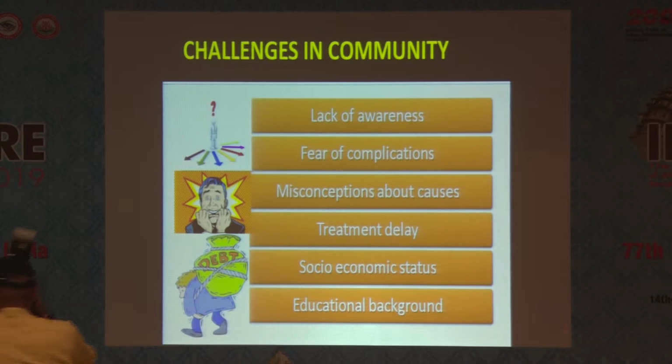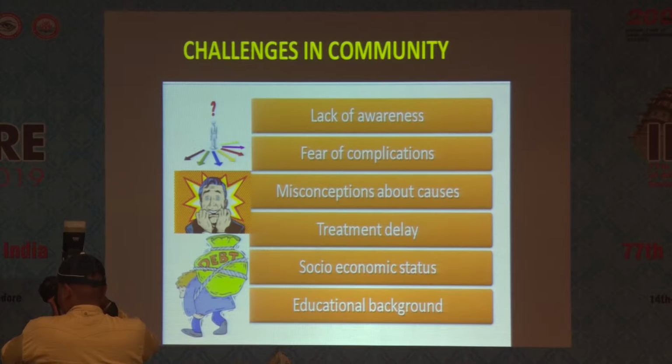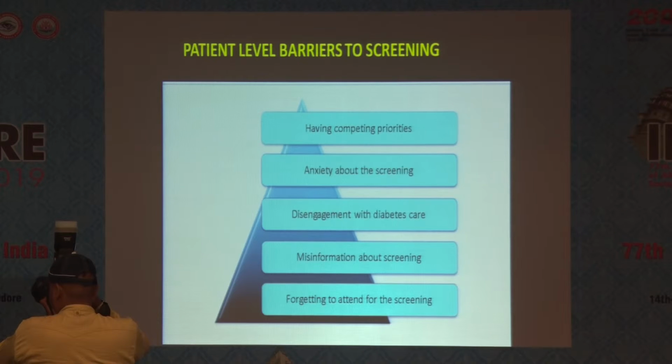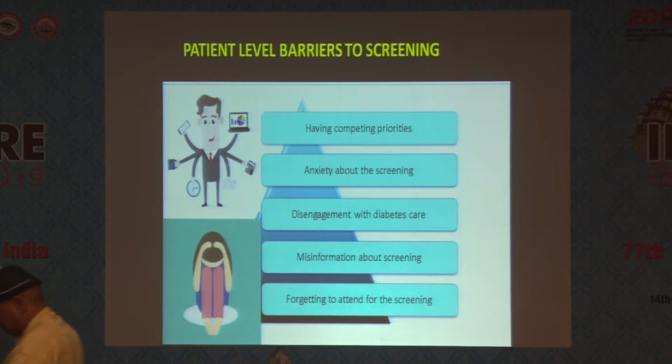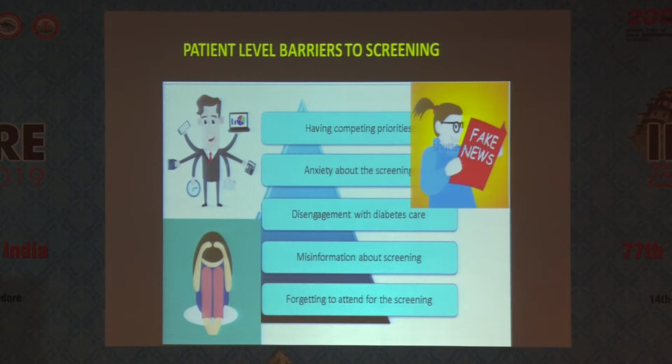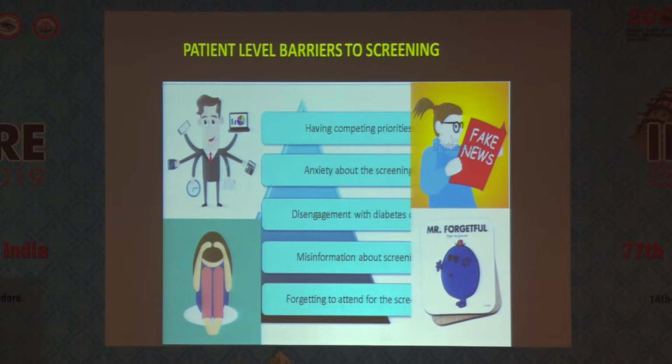Socio-economic status is one daunting problem that India faces, and of course, poor educational background. There are certain patient-level barriers to screening, wherein rich people also fail to come for screening camps. Those are patients having competing priorities, some anxious patients, some are disengaged patients who do not bother about their diabetic care, some misinformation, and of course those forgetful patients who plainly forgot to come for the DR screening.